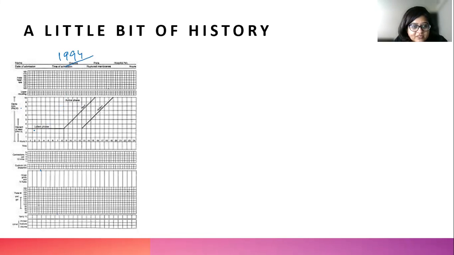I think all of you know this. Initially, there was a latent phase and then the active phase. And the active phase had two lines on the partograph, an alert line and an action line.